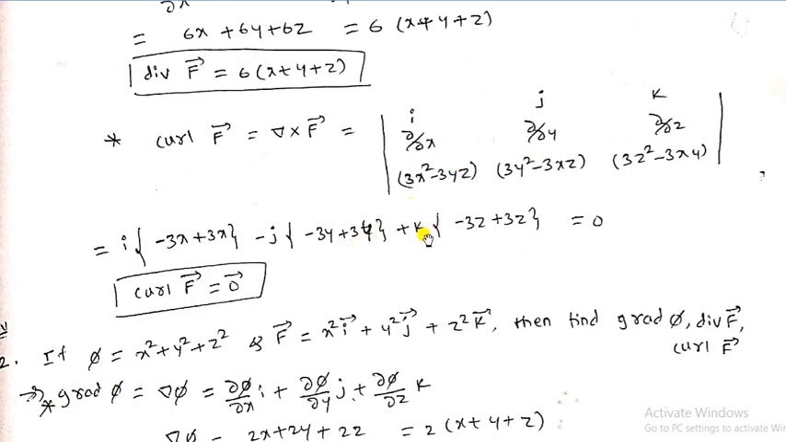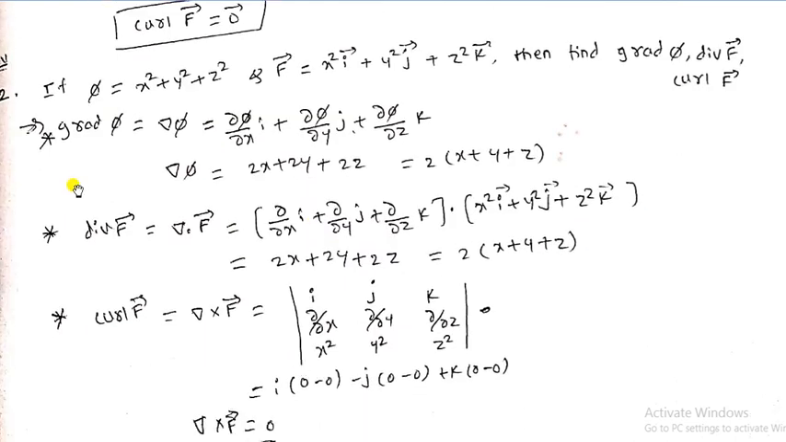And the last one is k. So dou by dou x of 3y square minus 3xz is minus 3z, and dou by dou y of 3x square minus 3yz is minus 3z, and because the sign is minus in this direction, it becomes plus 3z here. So minus 3x plus 3x is 0, minus 3y plus 3y is 0, minus 3z plus 3z equals 0. So curl f is equal to 0.